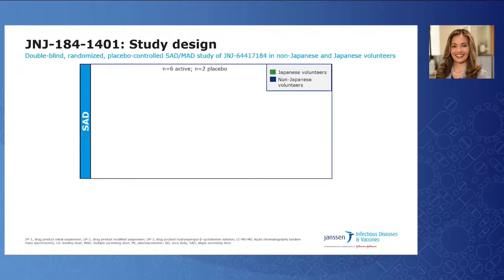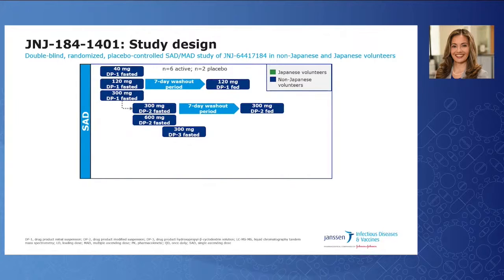healthy volunteers. Single ascending dose cohorts comprised 8 volunteers, 6 receiving active drug and 2 receiving placebo. Non-Japanese volunteers were administered either J&J 7184 drug product 1 at 40, 120, or 300 milligrams, followed by drug product 2 at 300 or 600 milligrams, or 300 milligrams of drug product 3, all under fasted conditions. After a 7-day washout, the same volunteers were administered 120 milligrams of drug product 1 and 300 milligrams of drug product 2 under fed conditions.